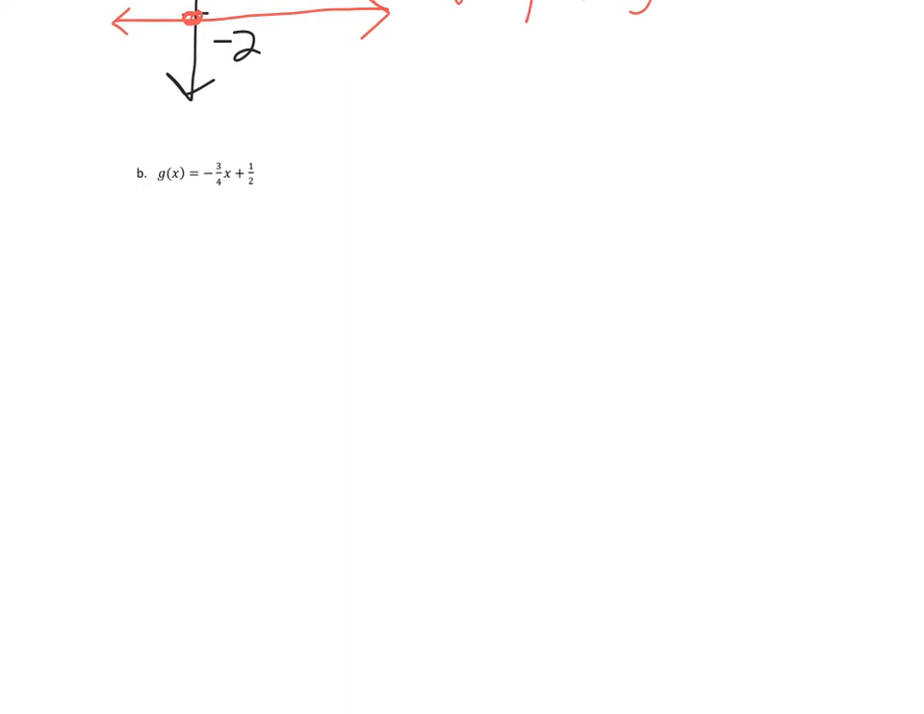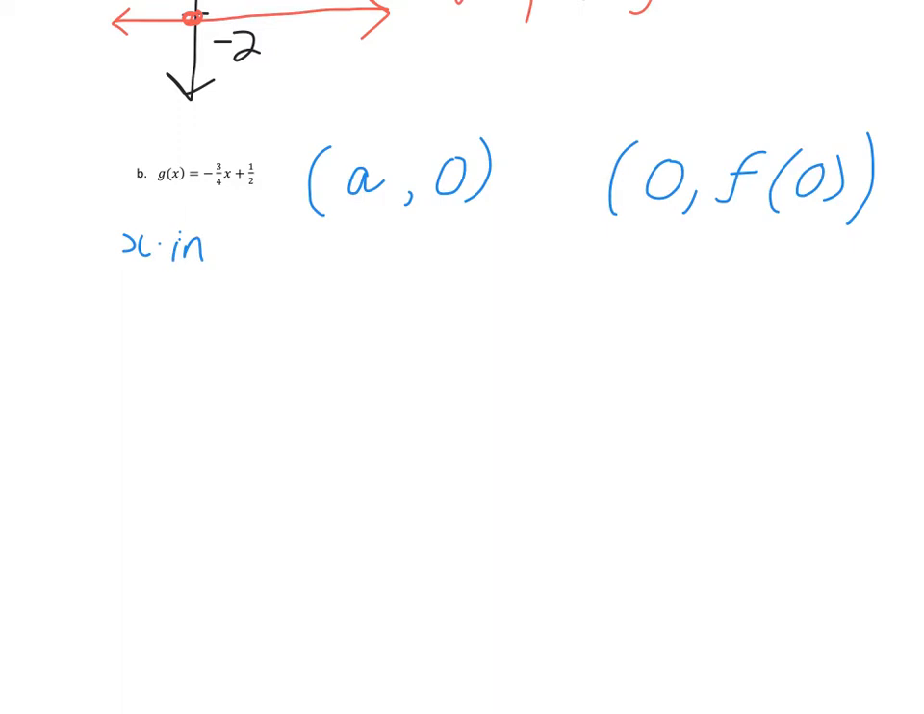So part B, g of x equals negative 3/4 x plus a half. All right, so the x-intercept happens when g of x equals 0, and the y-intercept happens when x equals 0. And so we can think of this as f of 0. All right, so let's solve that. Let's do this first one. So our x-intercept happens when g of x equals 0.